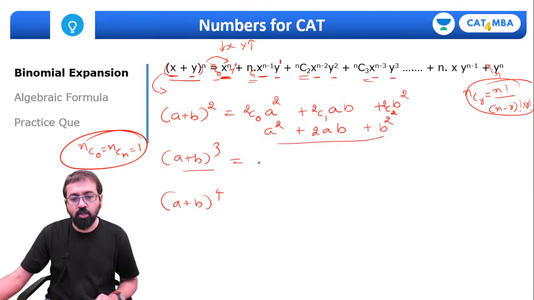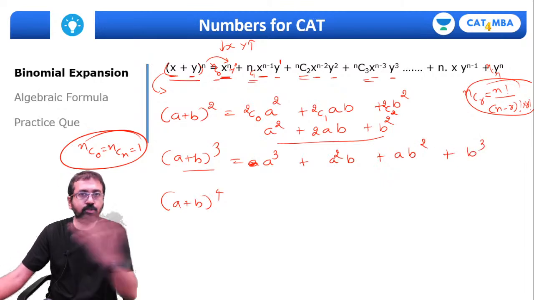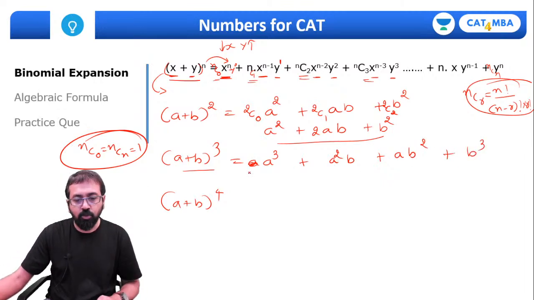Let's apply the same concept over here. So the first term will be a cube, then the second term will be a square b raised to 1, then the third term will be ab square, and the fourth term will be b cube. Right, a key reduce one power, so it will disappear. And what about the coefficients?